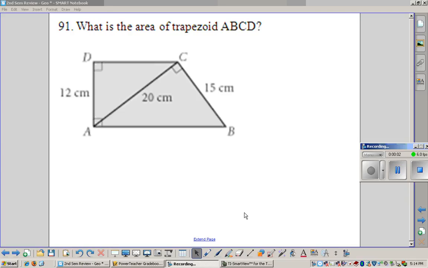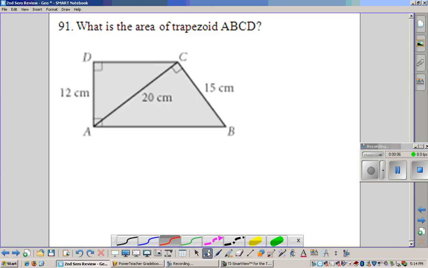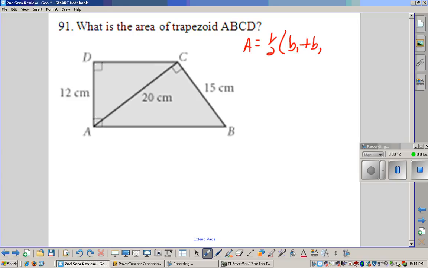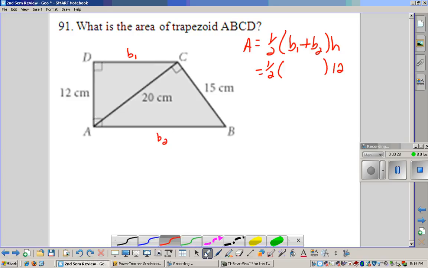Okay, for this problem, they want us to find the area of this trapezoid, and the area of a trapezoid formula is as follows: 1/2 (base 1 plus base 2) times the height. And really, the only thing we know here, in terms of the formula, is the height. And obviously, the half. We don't have base 1, nor do we have base 2. So we'll have to calculate this.